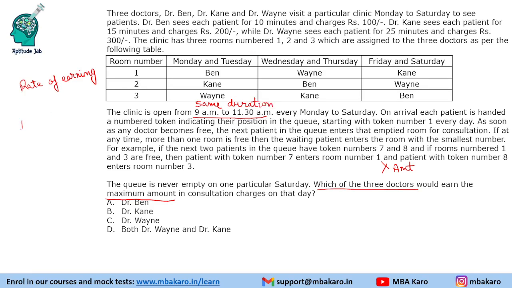So if you look at Ben, Ben charges 10 rupees per minute. Kane is charging 200 for 15 minutes, that is 13.33. And Wayne is 300 for 25 minutes, that is 12 rupees per minute. So highest is of Kane. So Dr. Kane will earn the highest amount. No need to calculate the amount unless it is asking what is the highest amount collected.